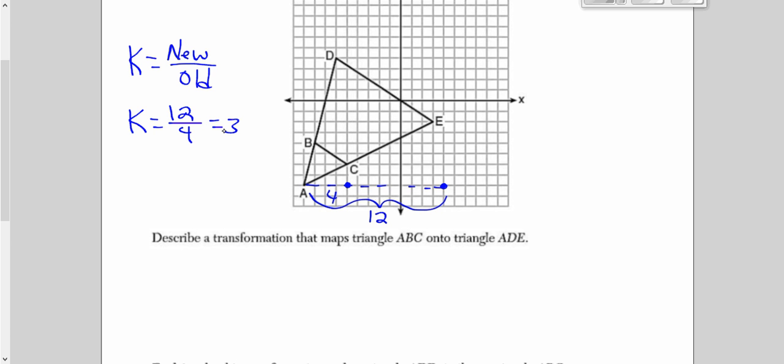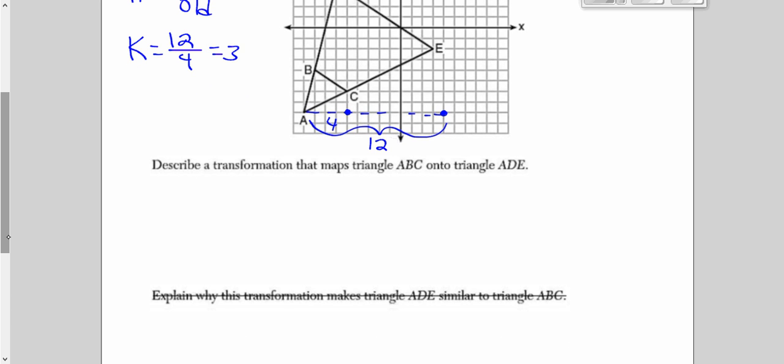We now know the center. We now know the scale factor. So we could write it in a notation, couldn't we, if we wanted to? I could say it'd be a dilation, center A, comma 3, of triangle ABC. Triangle ABC maps to triangle ADE.